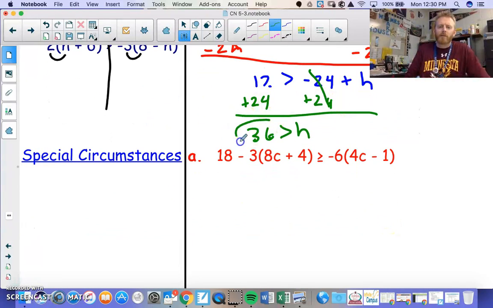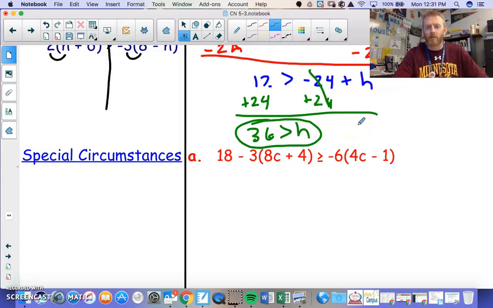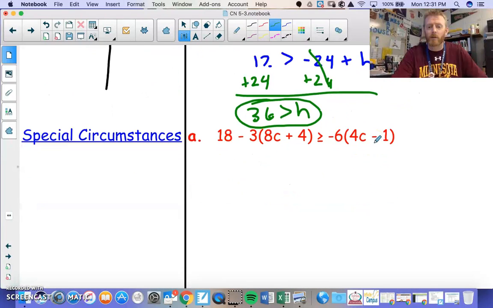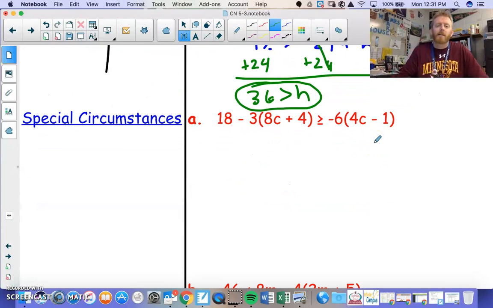It's really, really nice if you put circles or squares or something around it so we know what your official answer is, because you are showing all of these steps so that we know what's going on. All right, now there are special circumstances that we need to be aware of. So this one right here is our first special circumstance. We'll call this example A.